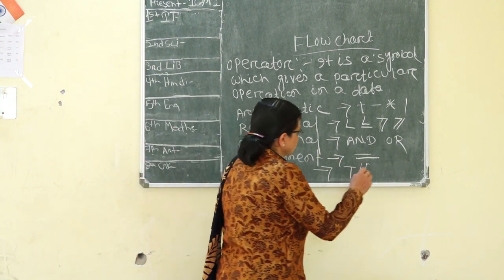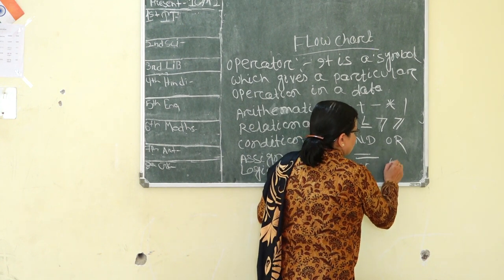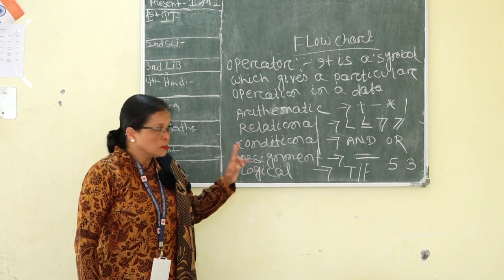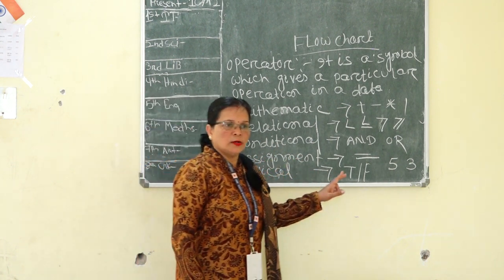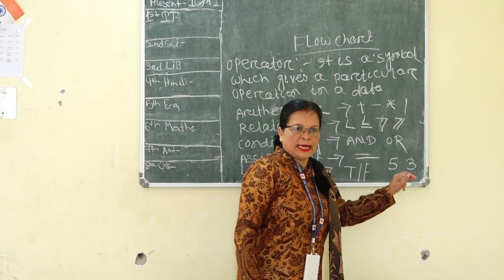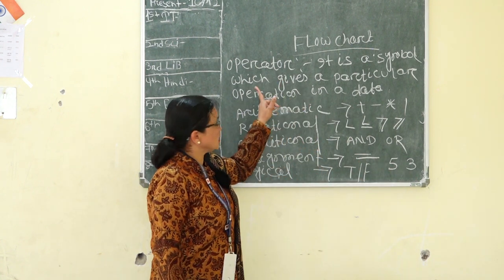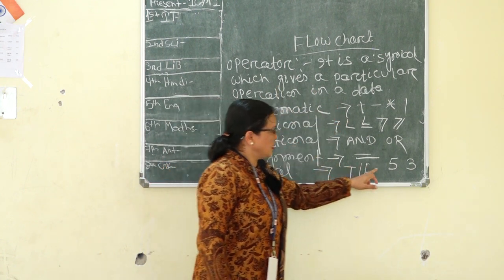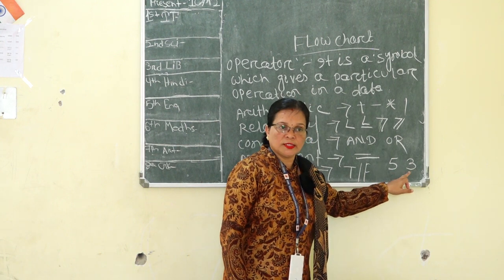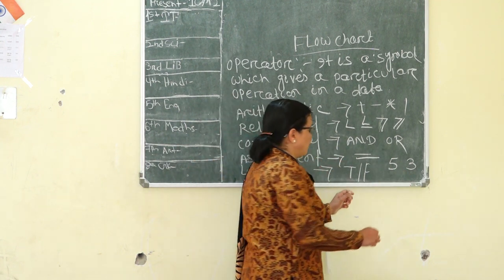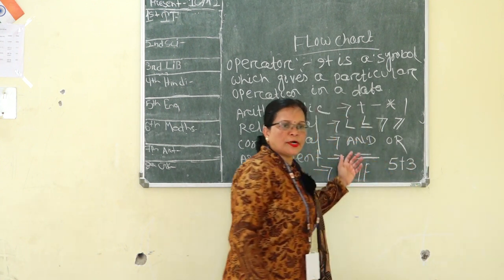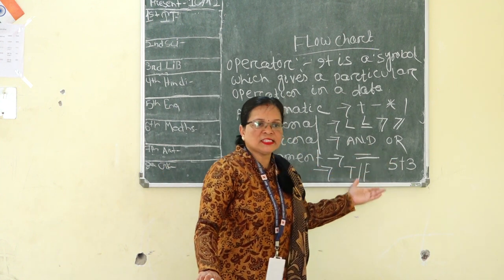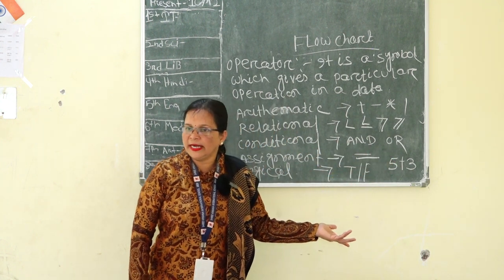Suppose I have given two numbers, 5 and 3. Listen, an operator is a symbol which gives a particular operation on data. So data means one is your 5 and another is your 3. If I put the plus sign, because an operator is a symbol, what is the operation? Addition, which means 8.